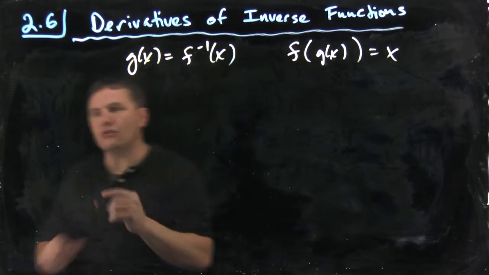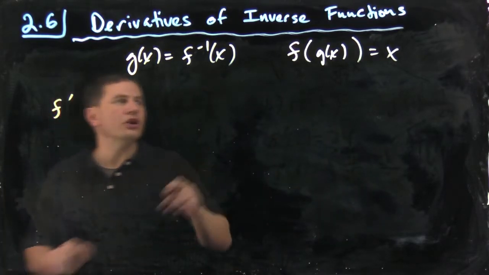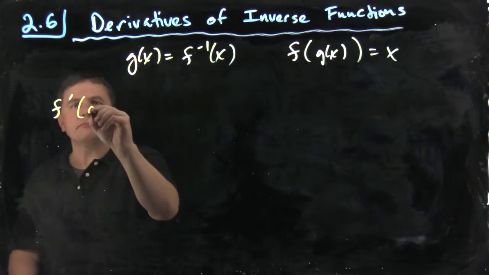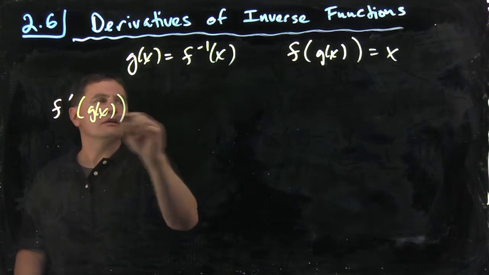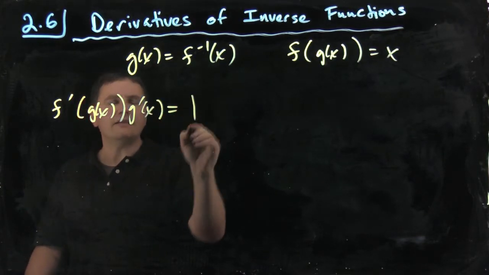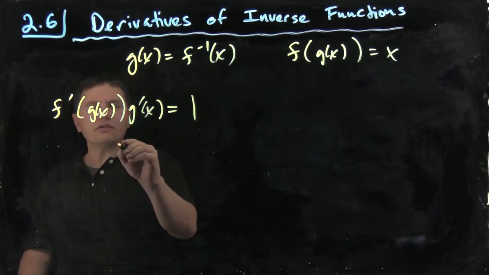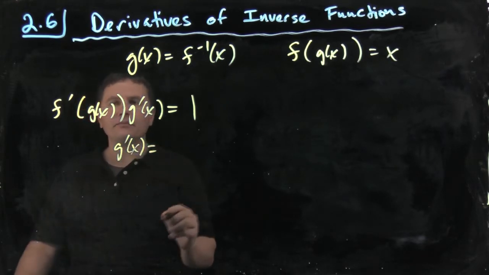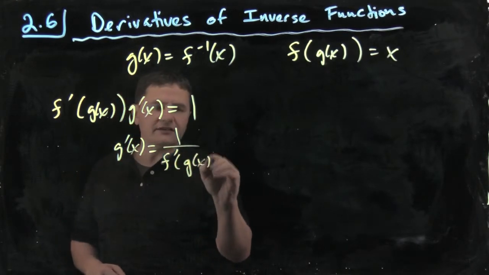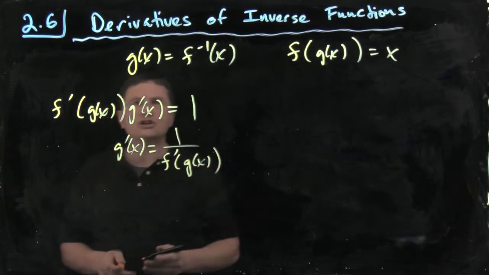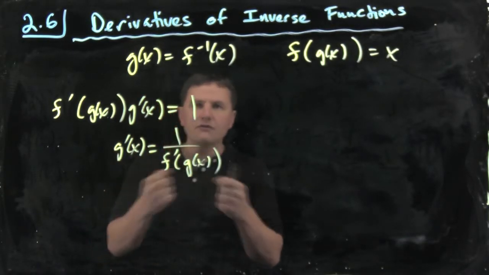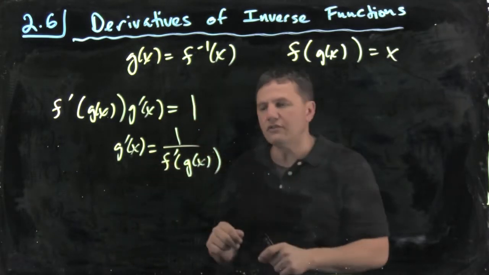Okay, so let's say we take the derivative of this thing. So what we're going to do is use chain rule here. So the derivative of the whole thing will be f prime of g of x. Then we take the derivative of the guts there, that's g prime of x, and that's equal to 1. So if I solve this for g prime of x, I get 1 over f prime of g of x. Okay, so look at the connection here. Based off of f prime, what this is saying is that for inverse functions, their derivatives are reciprocals.